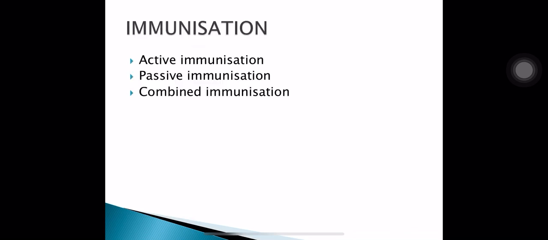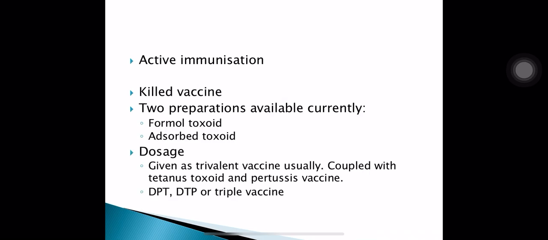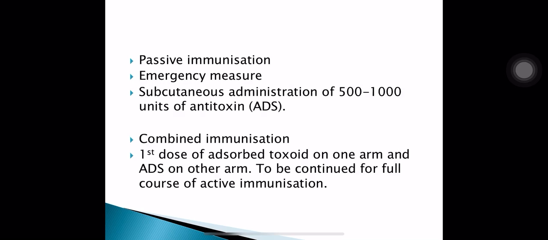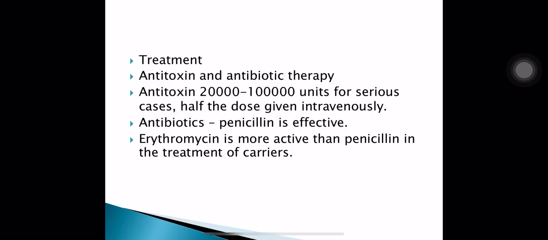For immunization, active immunization, passive immunization and combined immunization, all three can be done depending on requirement. In active immunization, various vaccines are available. Formol toxoid or adsorbed toxoid vaccines are available, and they can be given as a combined vaccine like DPT, diphtheria, pertussis, tetanus, or triple vaccine. In passive immunization, antitoxin, antidiphtheritic serum ADS can be given, and combined immunization means active and passive both are given.